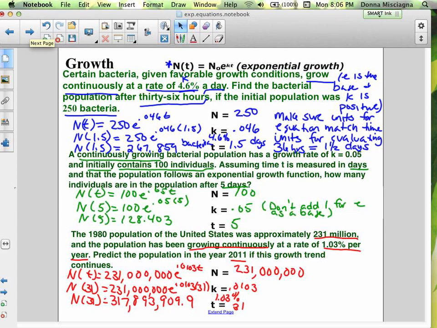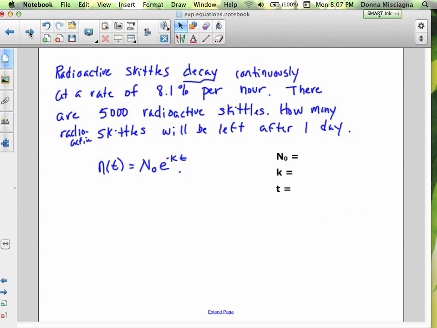All right, so this is continuous exponential growth. We also have continuous exponential decay. And the next problem is on that little addendum. All right, so because I had very few decay problems, they just got left off. And I wanted us to practice some decay. So radioactive Skittles decay continuously at a rate of 8.1% per hour. All right, so we see continuously, that means that e is the base.